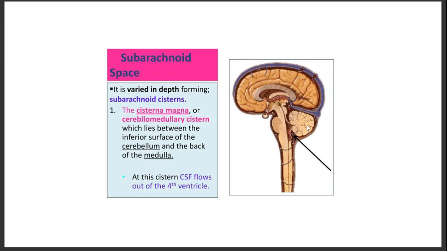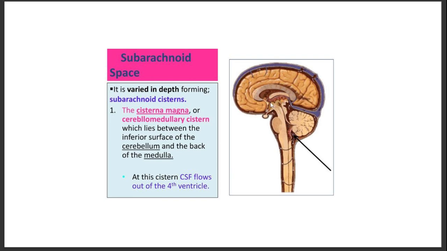Look at this. This is the cerebellum that you can see here. When you look at the brain, the big part here is the cerebrum, and then you have the brain stem, where on top you have the pons, then the midbrain, and then the medulla, and then the spinal cord down. So just here where the medulla is down, and this is the cerebellum, a bit down here, that's where I've got the cisterna magna. It's an opening. At this cistern, that's where cerebrospinal fluid will flow out of the fourth ventricle.